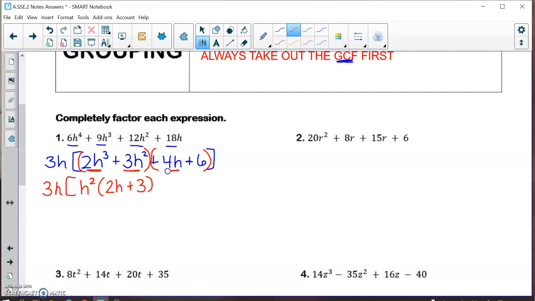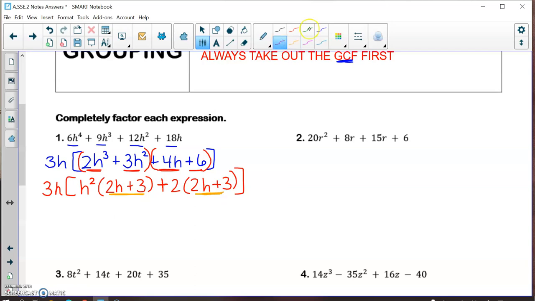Now in my next 2 terms, I need to take out the common operation and the common GCF here. So I'm going to take out an addition. You always must take out an operation out of the next 2 terms, and I'm going to take a 2 out, and I will be left with a 2h plus a 3. Now you know if you did the grouping correctly if what's left in parentheses matches exactly.